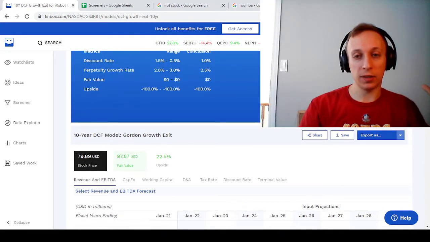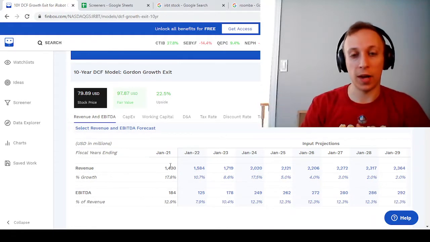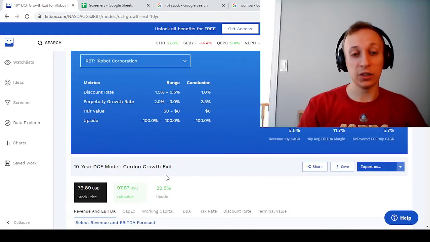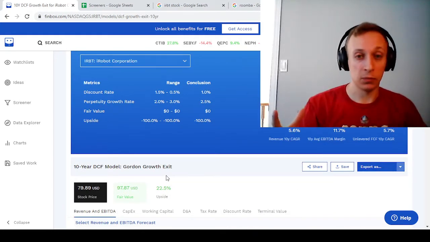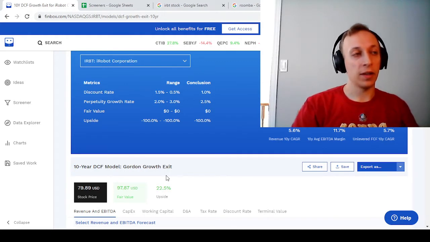Again, you're seeing 5.7% revenue growth CAGR over the next 10 years. CAGR stands for compound annual growth rate. They grew 17.8% last year. And it says it's 22% upside. So it seems like, checks out, it seems like it's undervalued. Okay, what else could be benefiting this?